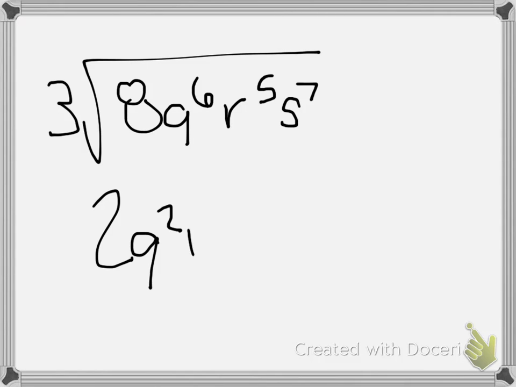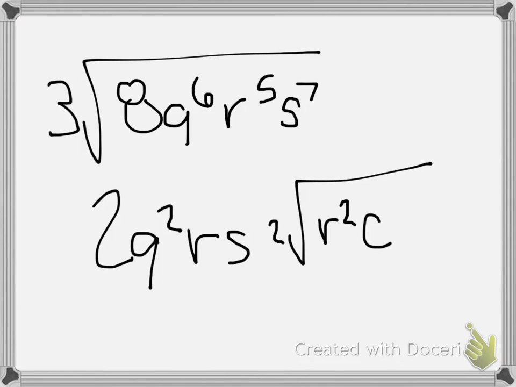The next equation, 3 times the square root of x to the 9th, 6th power, r to the 6th, 5 to the 7th, you get 2 to the 9th squared, r s, 2 times the square root of r squared c.